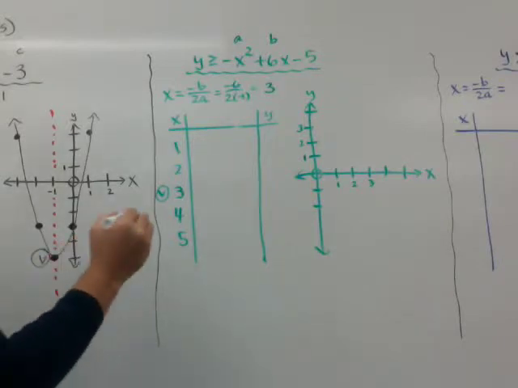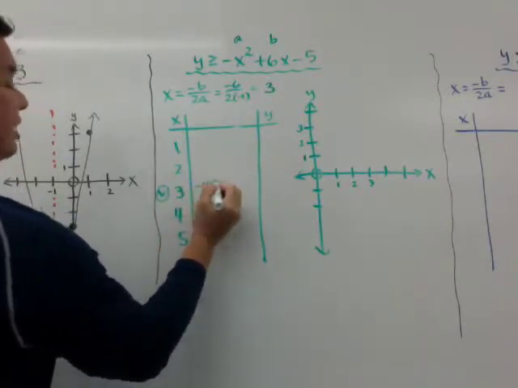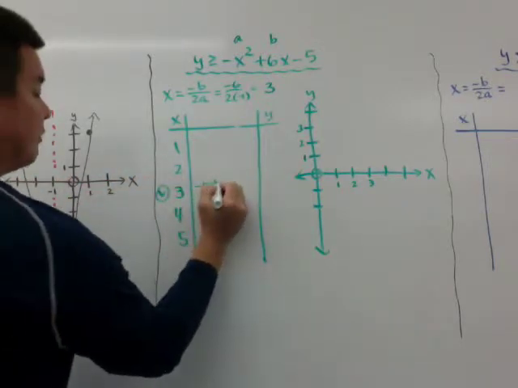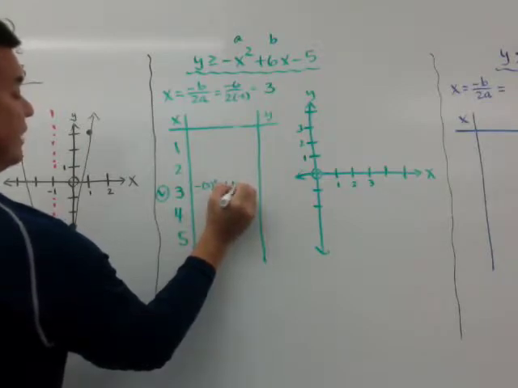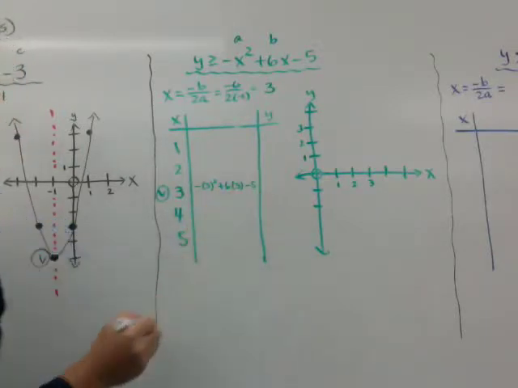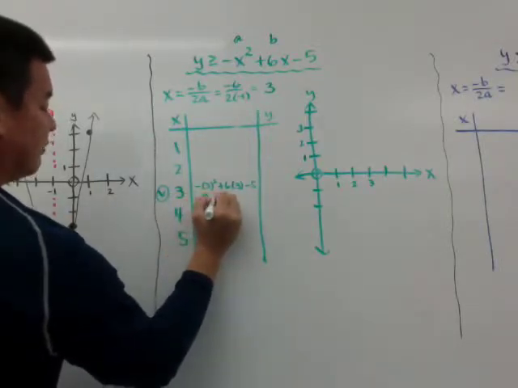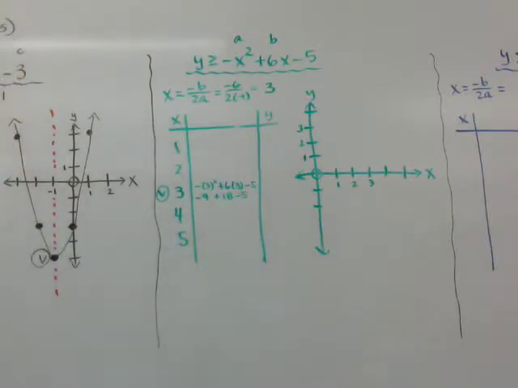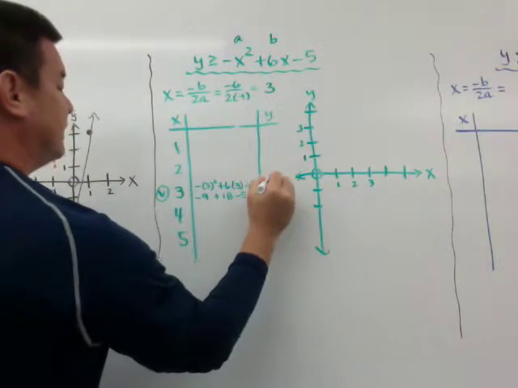So if I start with the 3, I get negative, and then 3 squared. Notice only the 3 gets the parentheses, not the negative. Plus 6 times 3, and then minus 5. So this becomes negative 9 plus 18 minus 5. And that becomes 9 minus 5, which is 4. So this is my vertex.